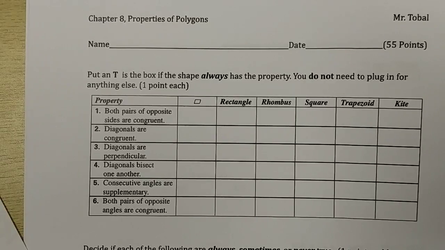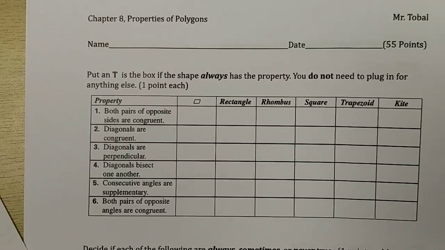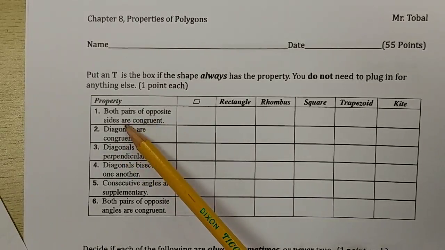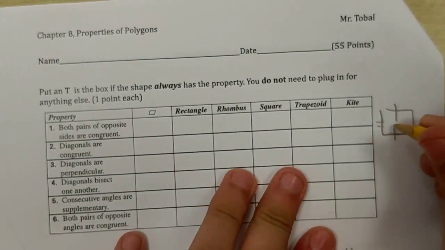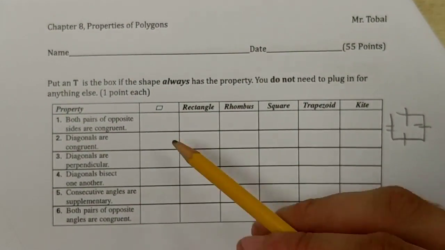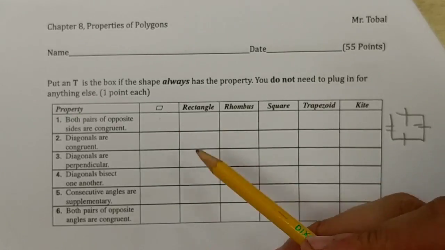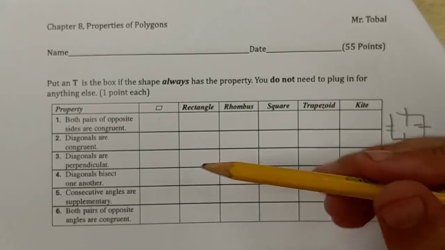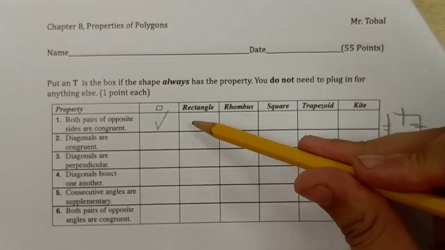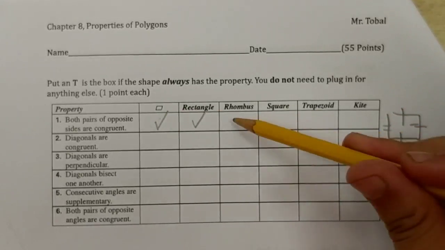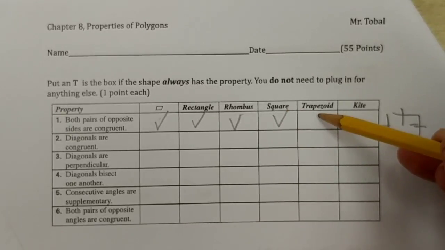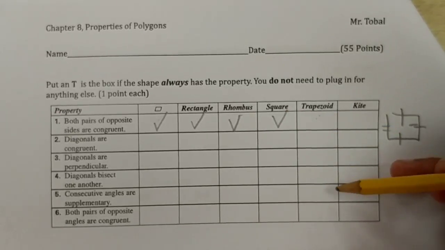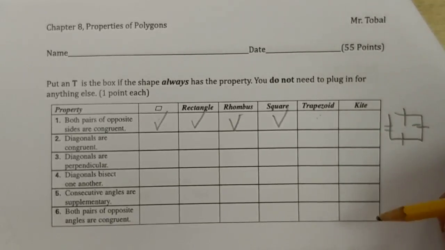Put T in the box if it's always true, or a check mark. I know a lot of people put just check marks. So let's do one: both pairs of opposite sides are congruent. So both pairs of opposite sides. So this and this are congruent, and this is congruent. For parallelograms, that is always true. Rectangles, that's always true. Rhombuses, that's always true. Squares, that's always true. Trapezoids, that's actually never true. And kites, that would also be never true.